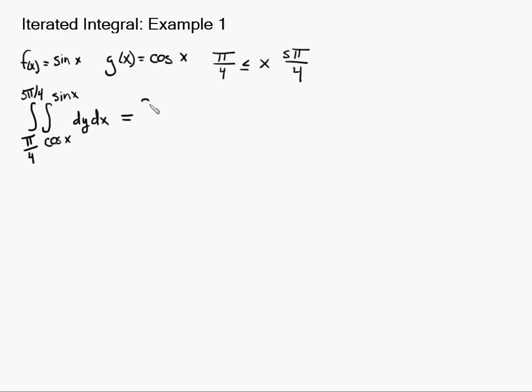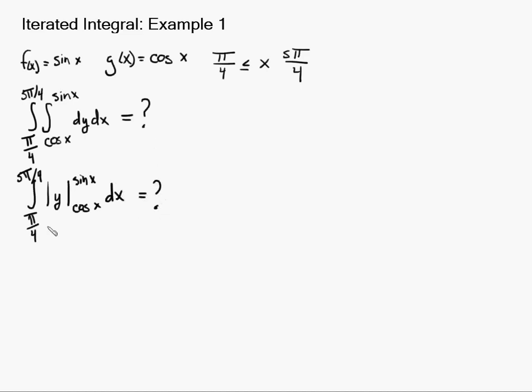So the first part, I'm going to just leave the bounds of the second integral, 5 pi over 4 and pi over 4. Then for the inside, if I integrate a function with respect to y and there's nothing there, I'm just going to evaluate y from sine of x to cosine of x. And then I still have this integral dx on the outside.